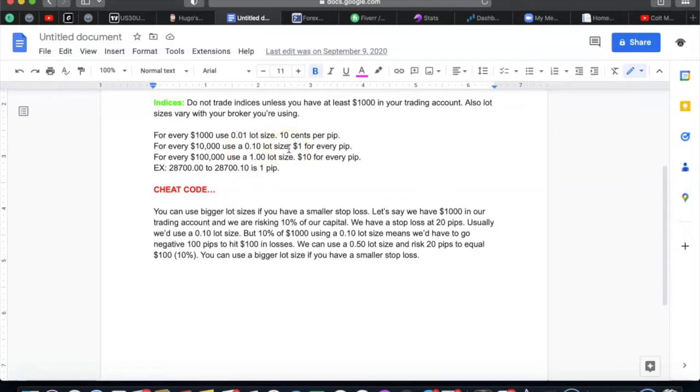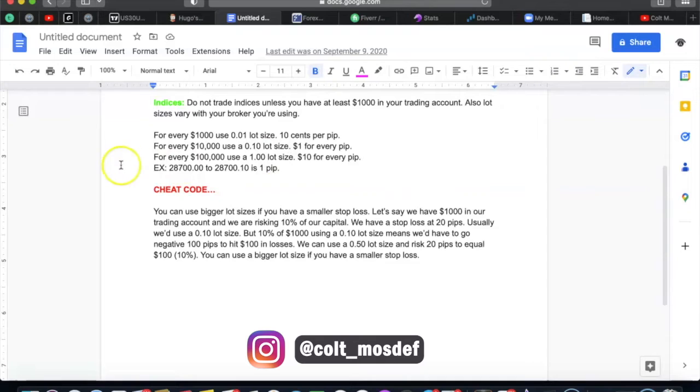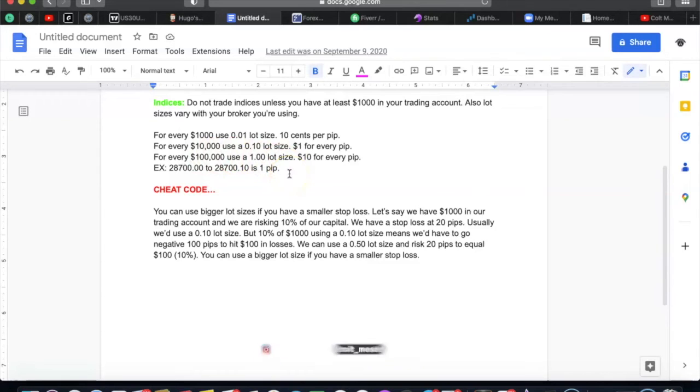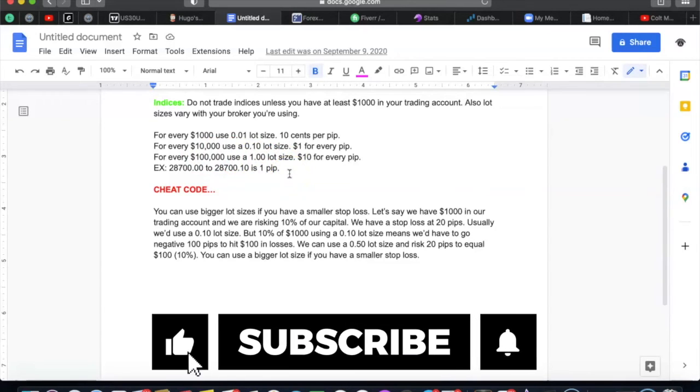So if I catch 1,000 pips on a 10 lot right here, or 0.10 lot, then I'm going to make $1,000. When you have like $10,000 in your trading account and you're trading US30, that's when it really gets fun. And if you have real money to invest, if you have $100,000, you're going to use a 1 lot. So if I catch 1,000 pips, I'm going to make $10,000 in one trade.